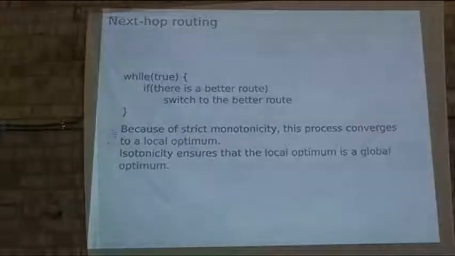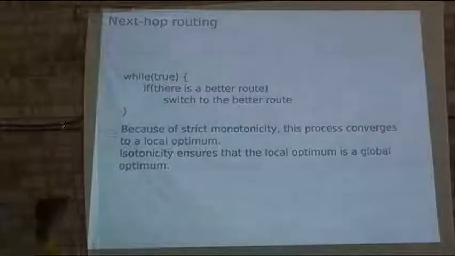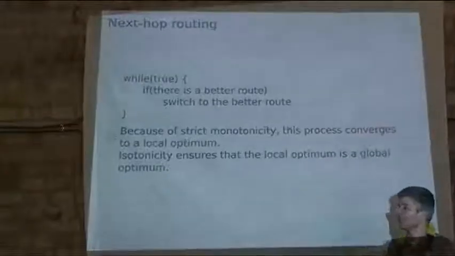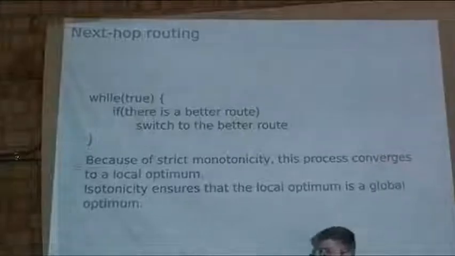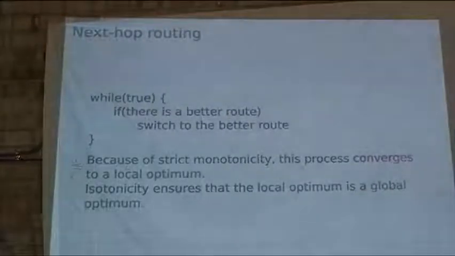Here's a 10,000 meter view of what Babel does. It is a big loop on every node, and it selects a route, and then in an infinite loop, whenever it sees a better route, it switches to the better route. Okay, I think that's more or less what most distance vector protocols do.